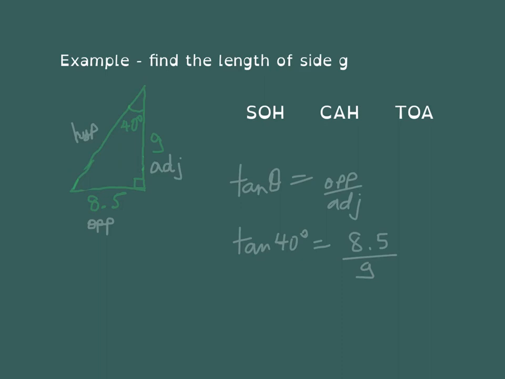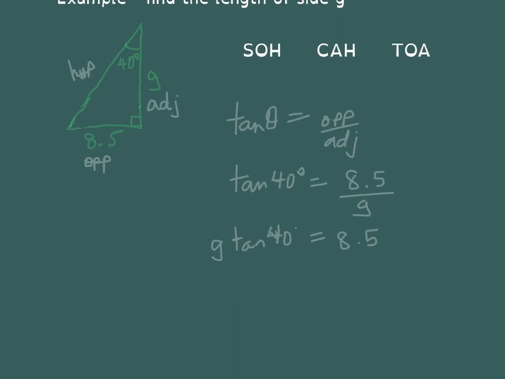We can do that by multiplying both sides by G. That is to say, we can write it out as G tan 40 equals 8.5. If we multiply both sides by G, then this G cancels out on the denominator here, and it leaves us with a G in front of the tan 40. And now, last step to get G by itself is we're going to take both sides and divide by tan 40. So G equals 8.5 over tan 40.